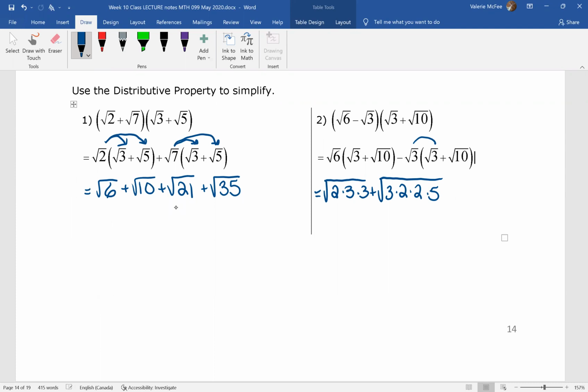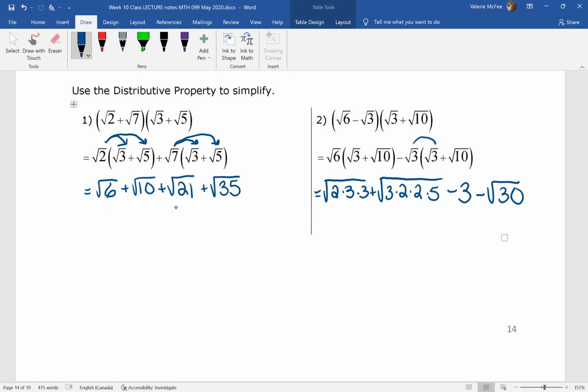Now, root 3 times root 3, we know that root a times root a equals a. And in root 3 and root 10, there are no common factors. 10 has 2 and 5, not a 3. So negative root 3 times root 10 will be negative root 30, and it can't be simplified any further.